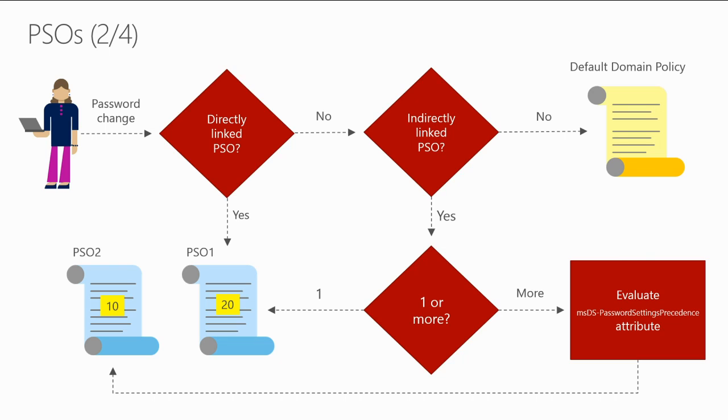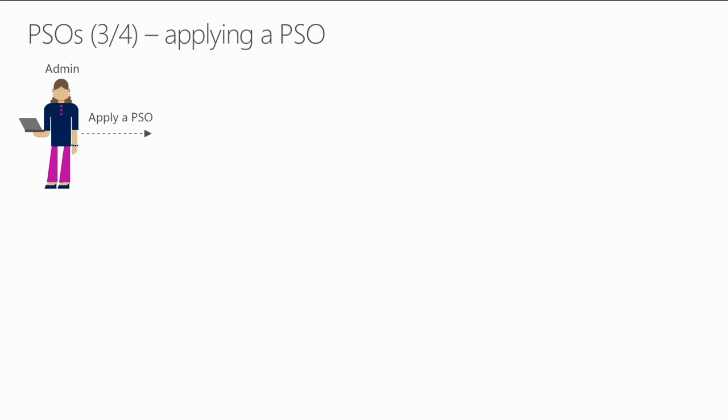So we evaluate the attribute, figure out which one's the lowest. Now, an interesting one, unlikely to be seen on the exam, is precedence tie. Two PSOs linked to two different groups. What happens? The lowest mathematical measure? The GUID, the lowest GUID. And that is an ugly comparison. Really ugly. All right. How do you directly link a PSO? Well, actually, we're going to talk about that right now.